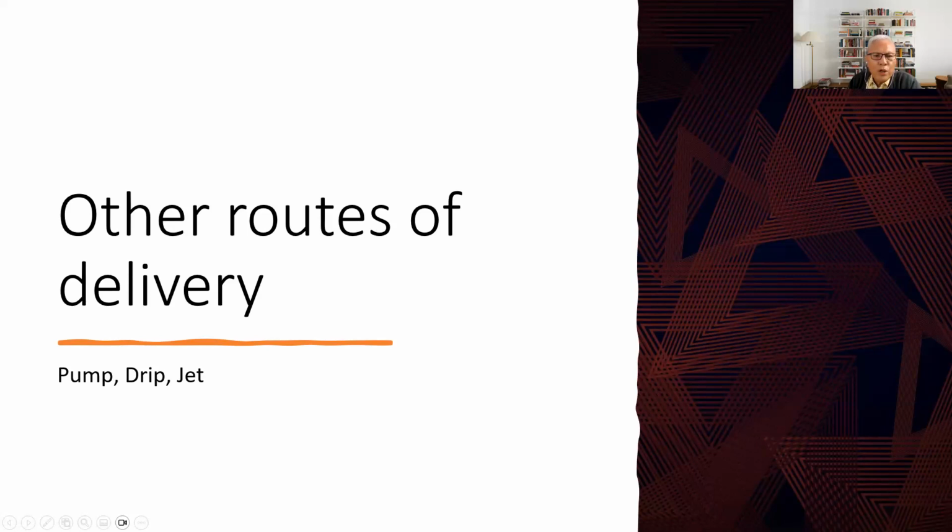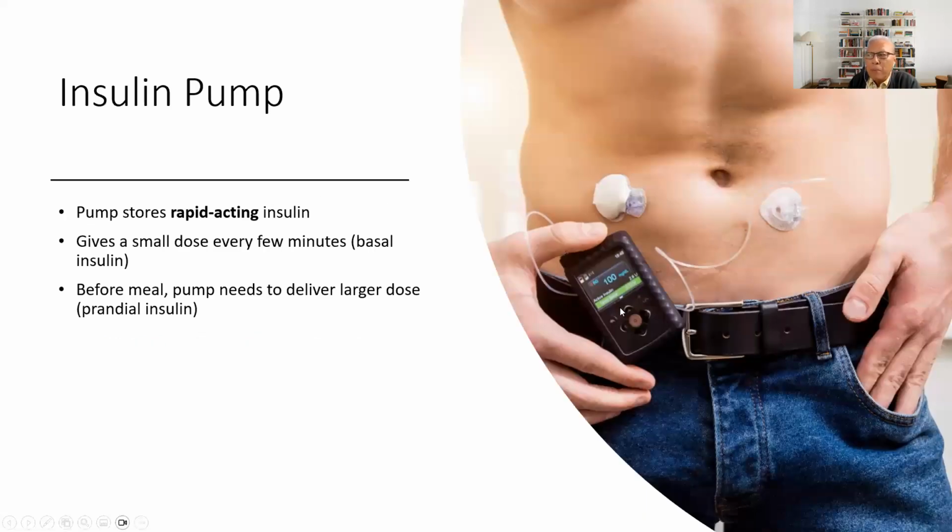So for those of you who are not familiar with a pump, the pump stores rapid-acting insulin in a cartridge. And therefore, the pump is programmed to give a small dose of rapid-acting insulin every few minutes throughout the day and also throughout the night. So before a meal, the pump needs to deliver a larger dose or a bolus of insulin to prevent the blood sugar level from going too high after a meal. All right. So the insulin goes through a catheter.